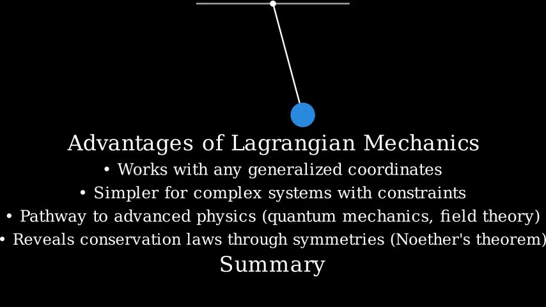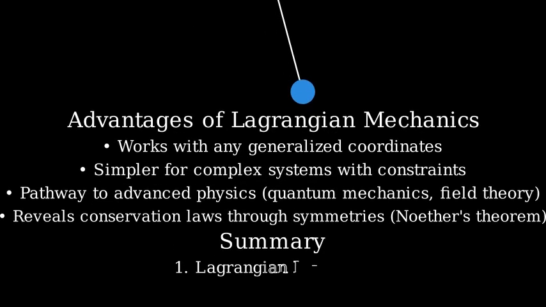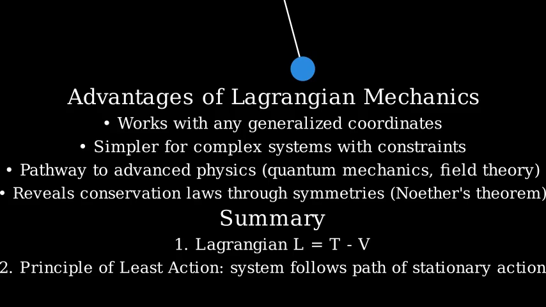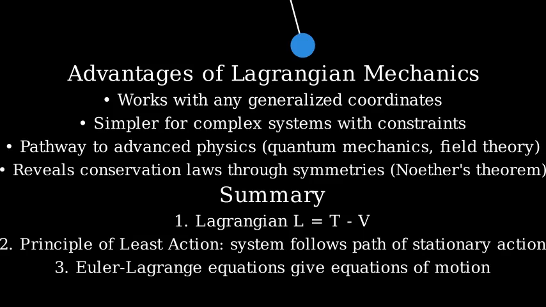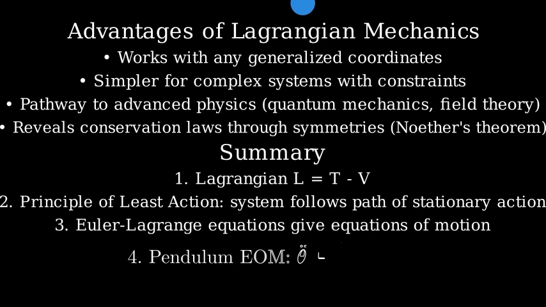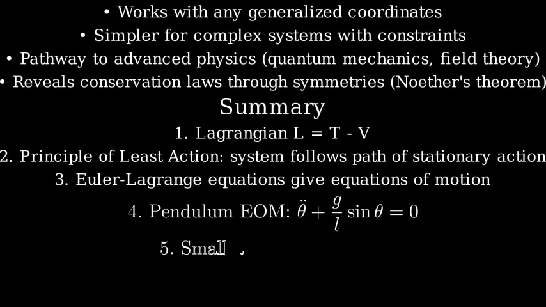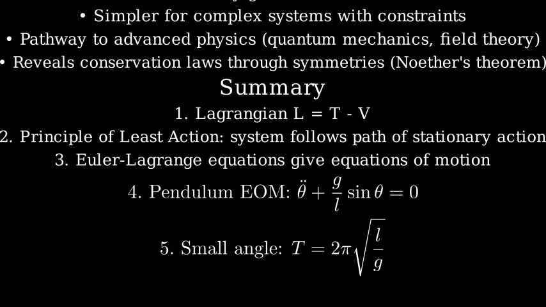To summarize what we've learned today, Lagrangian mechanics is based on the Lagrangian function L, which is the difference between kinetic and potential energy. The principle of least action states that the path taken by a system is the one that makes the action stationary. The Euler-Lagrange equations give us the equations of motion for the system. For a simple pendulum, the equation of motion is theta double dot plus g over L times sine theta equals 0. Under the small angle approximation, this reduces to simple harmonic motion with a period of T equals 2 pi times the square root of L over g.